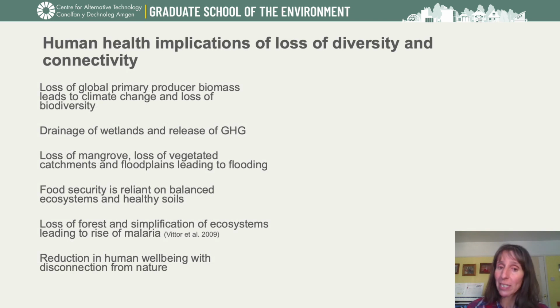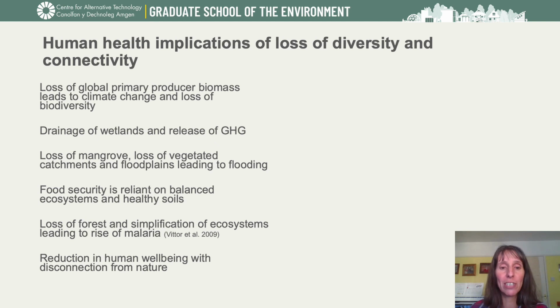But of course we need to understand it, because when we lose diversity and we lose connectivity, that has very important impacts on human health, and these are well documented. So this is as much a summary as anything else, a very quick run through examples. Loss of global primary productivity we know is leading to climate change. The biomass, the diversity of green plants on Earth in particular, and in aquatic systems, is insufficient to hold on to carbon for the long term.